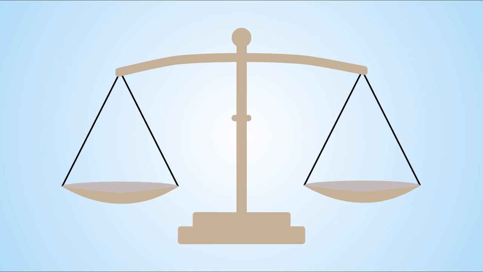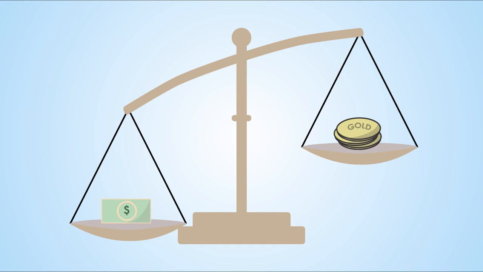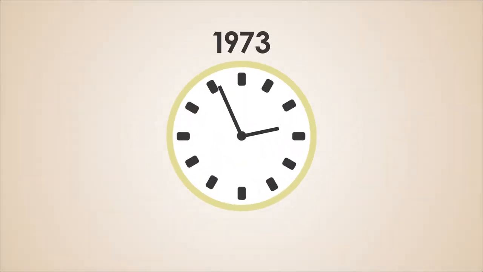The eventual collapse of the Bretton Woods system was foreshadowed shortly after its inception, as demand for the dollar would increase more than the value of the gold it was backed by. The Bretton Woods system was finally abandoned in 1973.